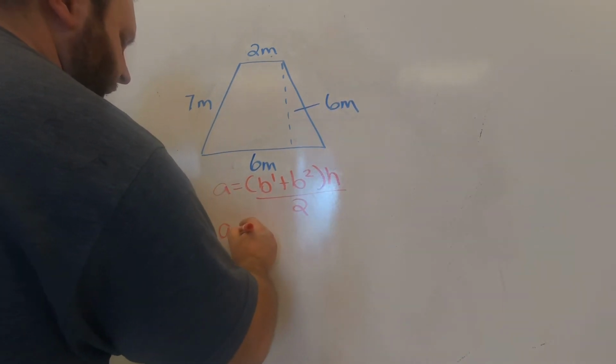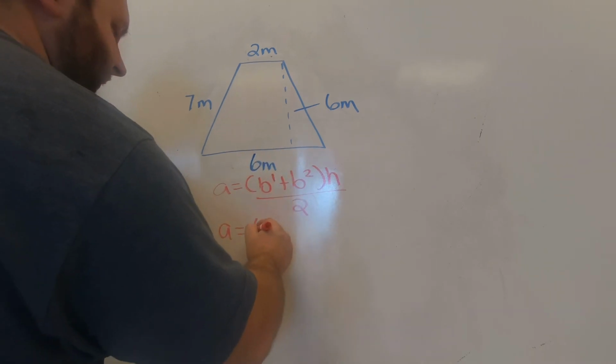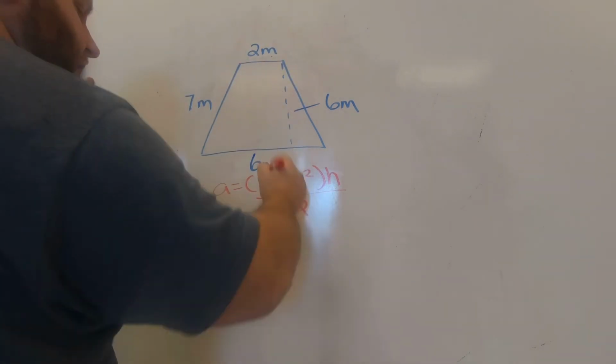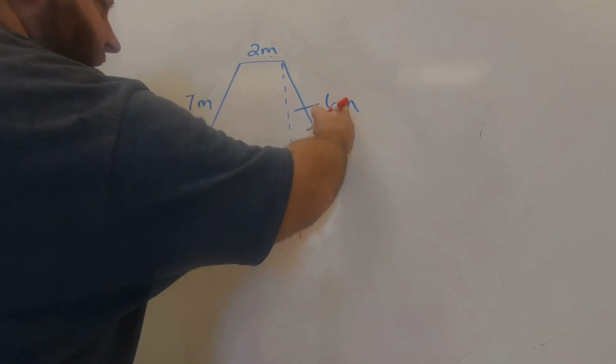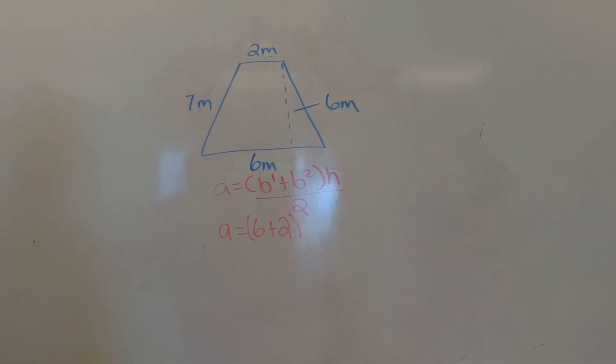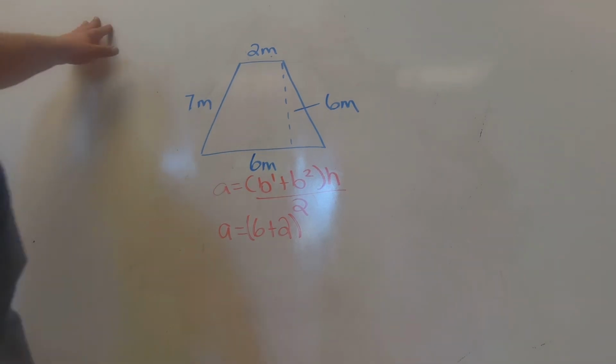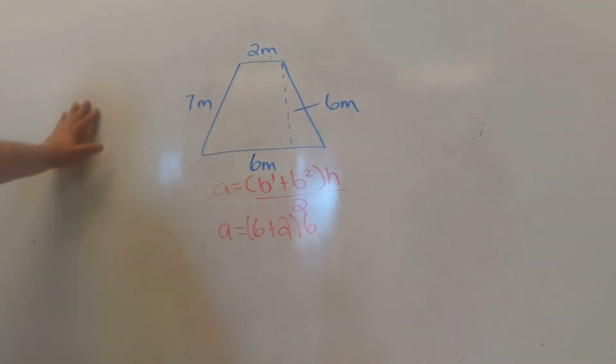So let's start with base 1. We'll just call this base 1. 6 plus base 2, which is 2, times the height. Now here I have 2 numbers. I have 6 and 7. Which one of those is the height? Now, if you were talking about 6, you'd be correct, because 6 is the distance from one base to the other. 7 is the side length.